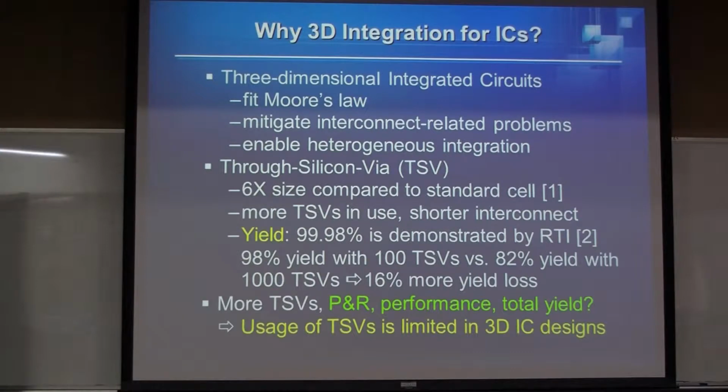RTI claims that the presence of a TSV will lower the yield rate from 100% to 99.98%. 100 TSVs will drop the yield rate to 98% and 1,000 TSVs will result in 82% yield rate. Considering the yield loss, the usage of TSV is typically limited during the designs of 3D ICs.